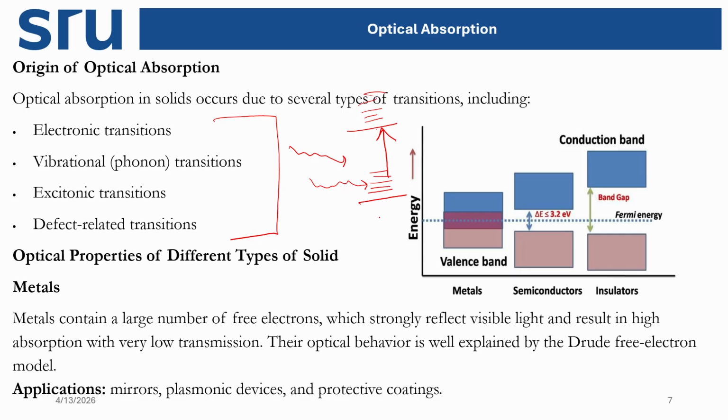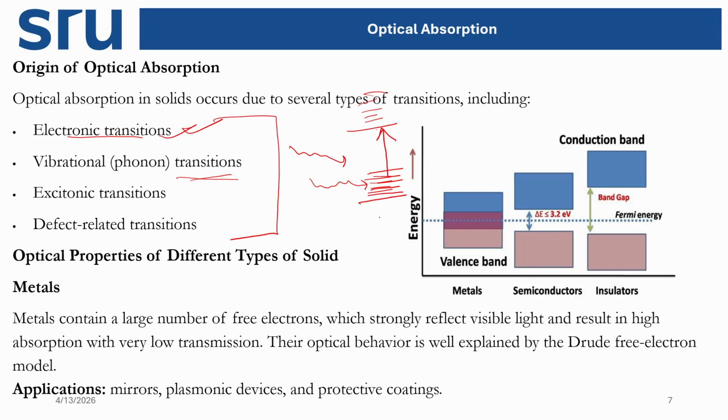So this process we call electronic transitions. A new photon comes in, interacts with the electron in the ground state, and pushes that electron to a higher energy state. That is called an electronic transition. Another thing that can happen is called vibrational transitions, meaning inside one electronic state there are many vibrational states.